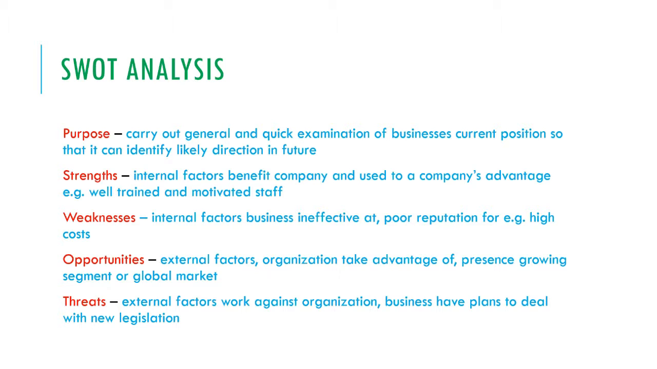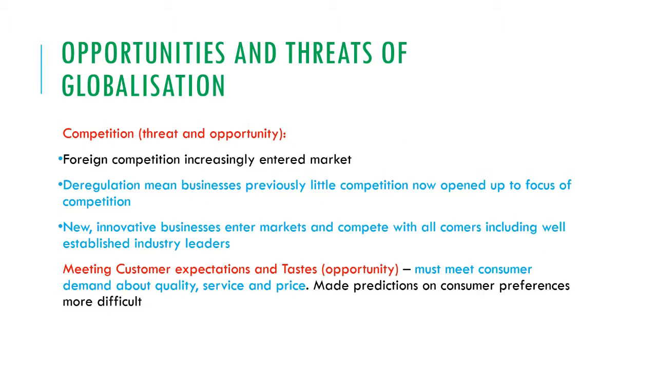O is opportunities, an external factor that an organization can take advantage of, such as the presence of a growing segment or a global market. T stands for threats, an external factor that works against the organization, such as businesses having to deal with new legislation. So there are opportunities and threats that globalization offers up, because remember, a lot of A22 is about economics and globalization. Globalization offers many opportunities and threats.